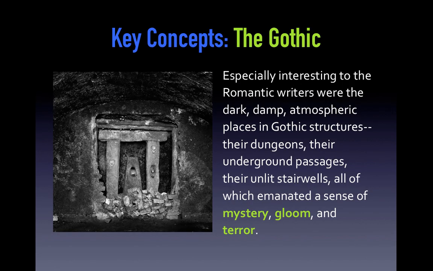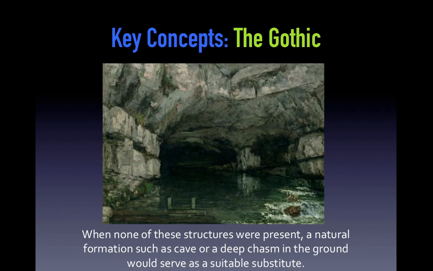Especially interesting to the Romantic writers were the dark, damp, atmospheric places in Gothic structures, their dungeons, their underground passages, their unlit stairwells, all of which emanated a sense of mystery, gloom, and terror. When none of these structures were present, a natural formation such as a cave or a deep chasm in the ground would serve as a suitable substitute.